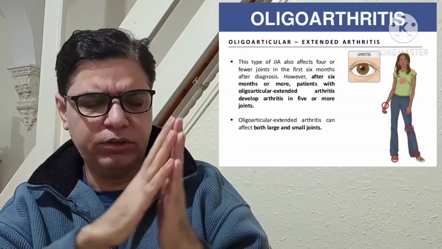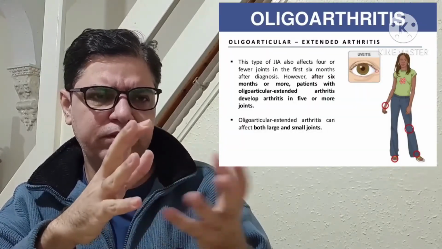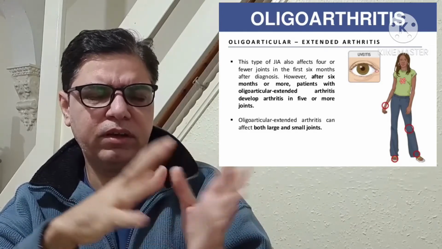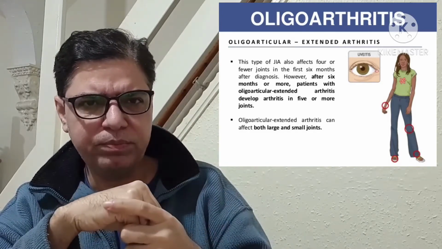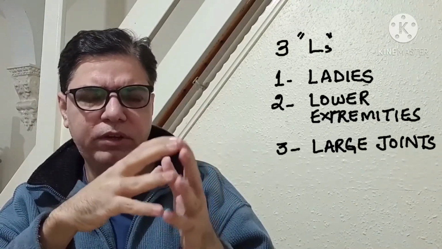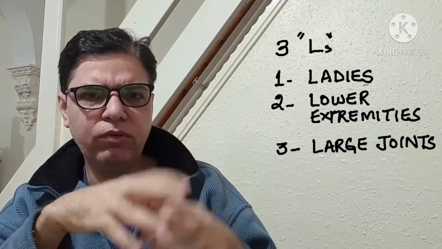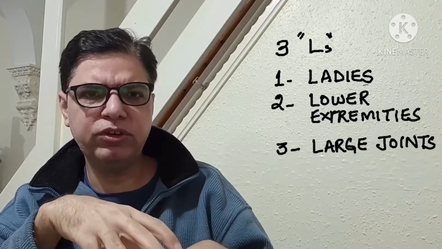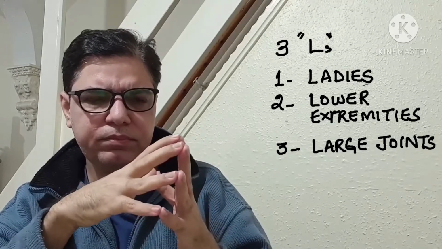There is another type as well, which is called the extended oligoarticular type of JIA, in which it starts with less than 4 joints in the first 6 weeks, and after that it spreads and more joints are involved. So a persistent oligoarticular type of JIA, and the extended oligoarthritis type of the oligoarticular JIA. So remember, in this particular type, 1 to 4 joints can be involved. It usually involves the female. It usually involves the lower extremity joints, like the knee joints, both ankle joints, both hip joints.